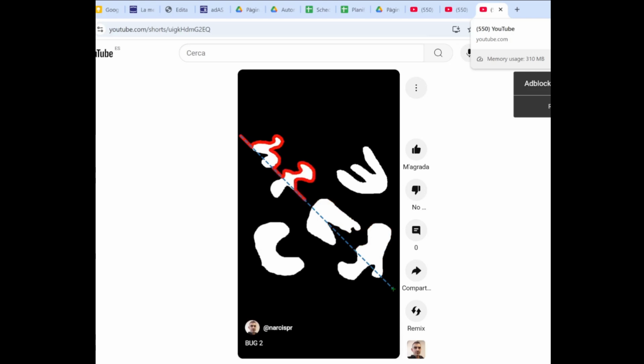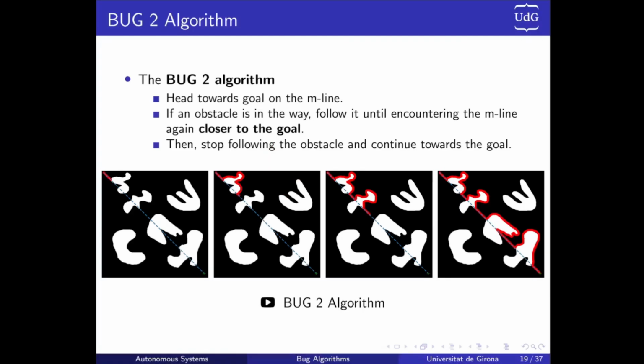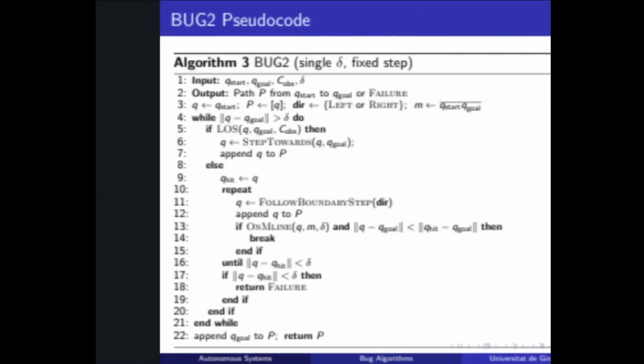Okay. With that, you can see that it's faster than Bug 1. Maybe it's not as fast as Bug 0 for this wall that is pretty simple, let's say. But let's see if it is able to keep this completeness property that we have with Bug 1 and that we didn't have in Bug 0.